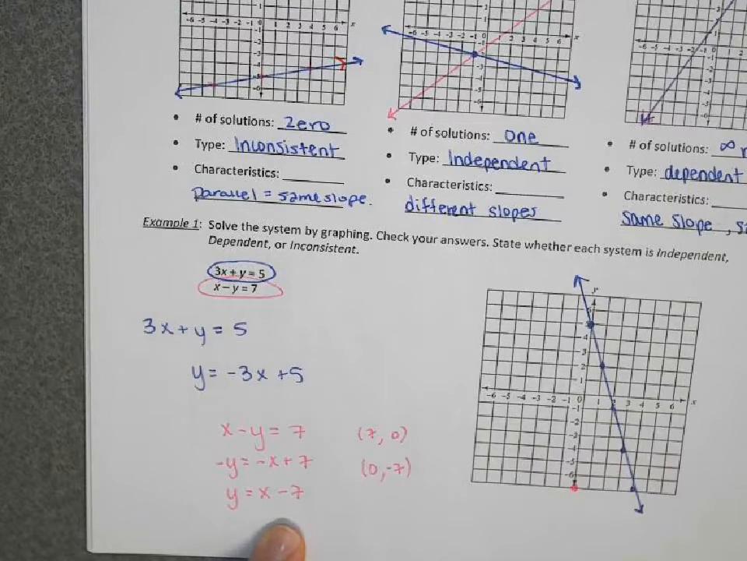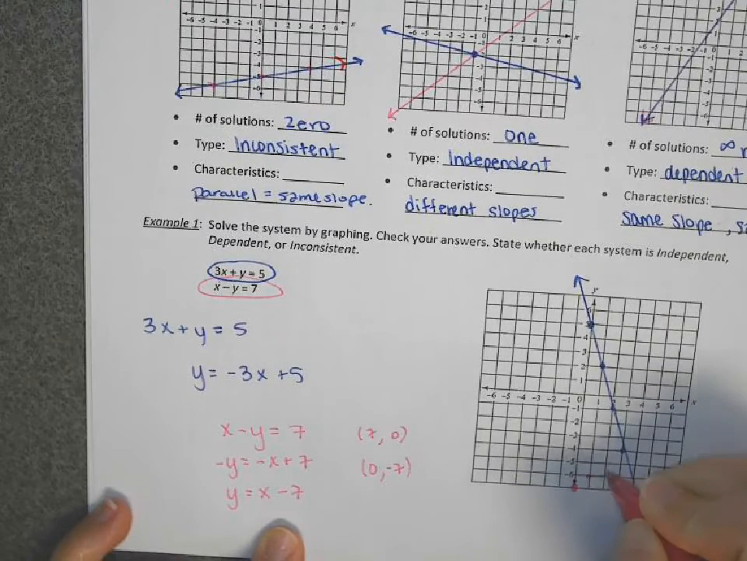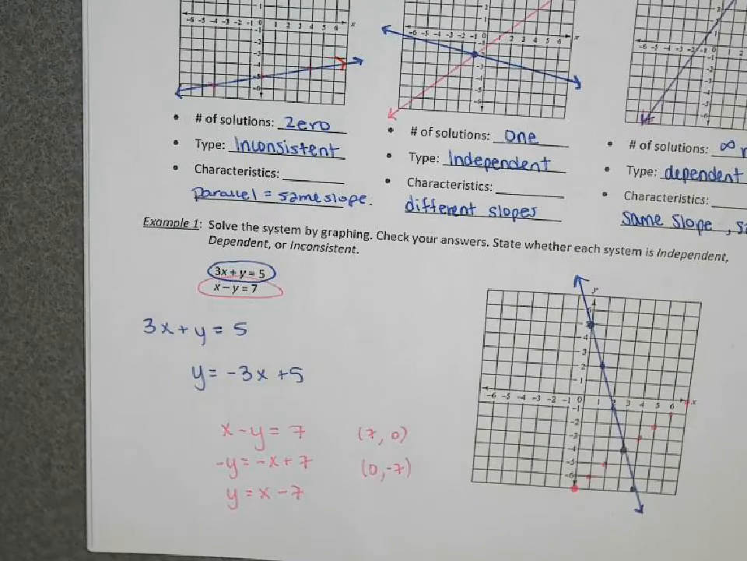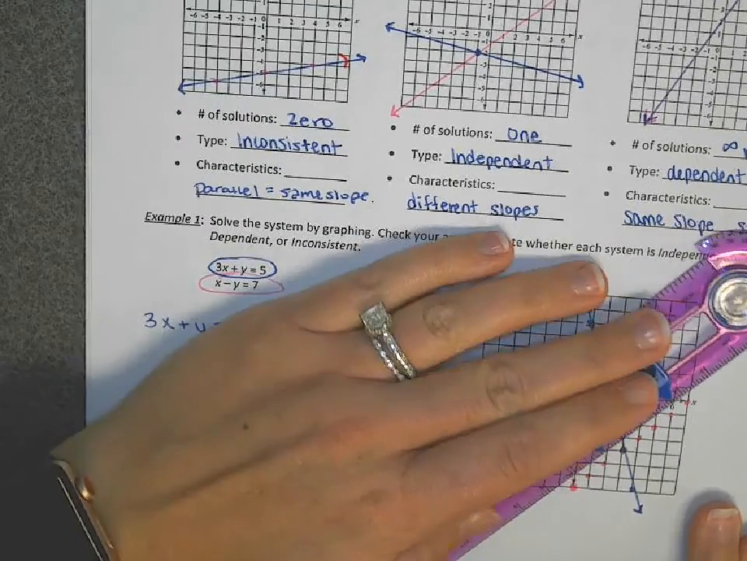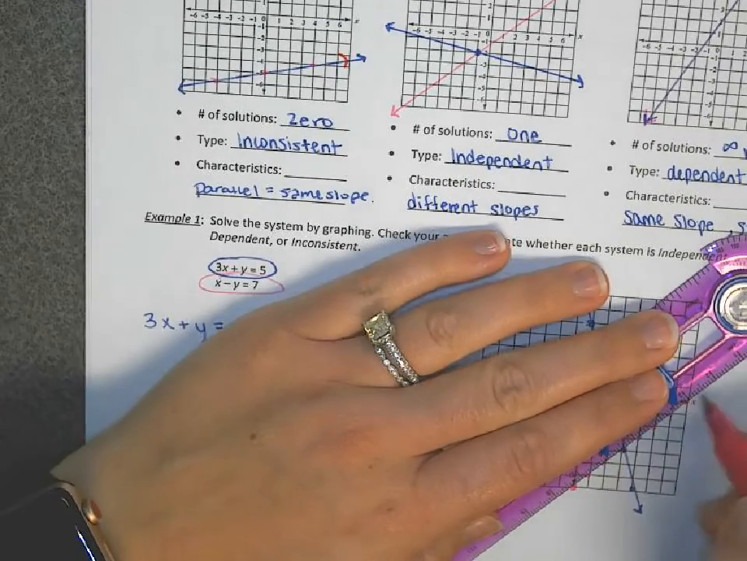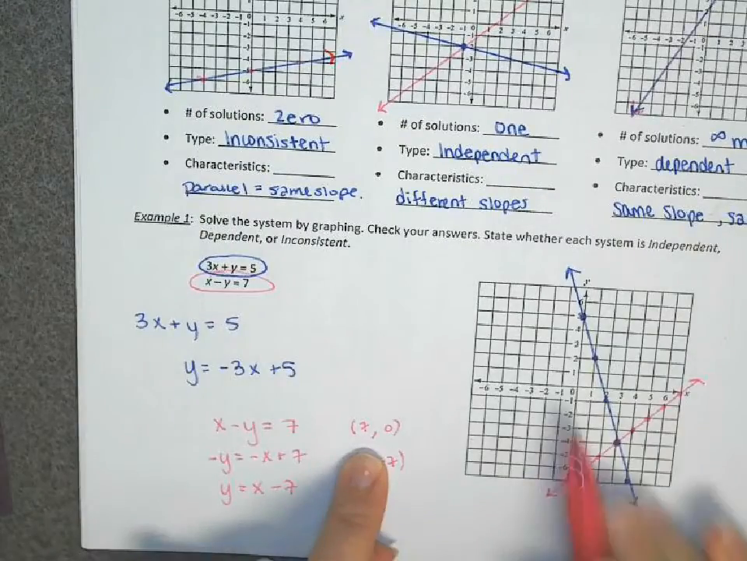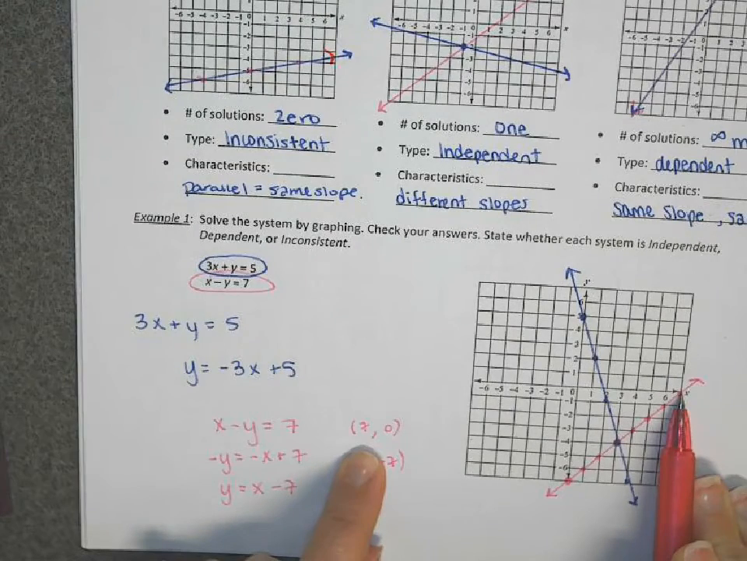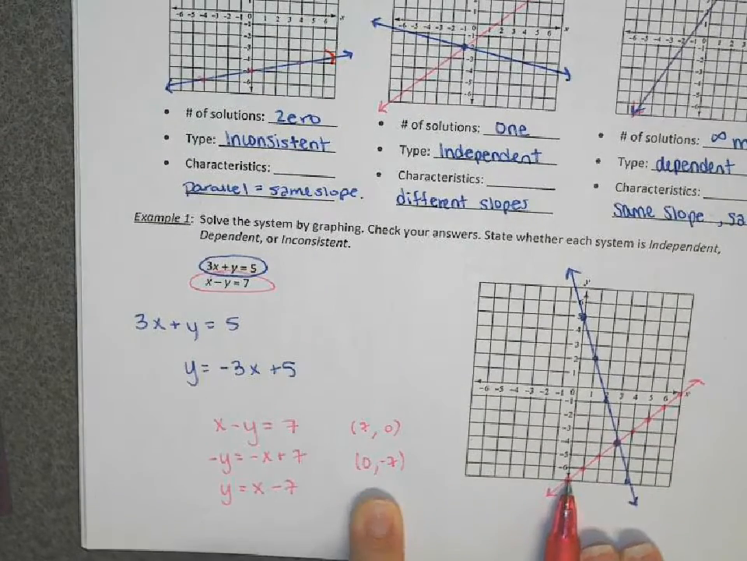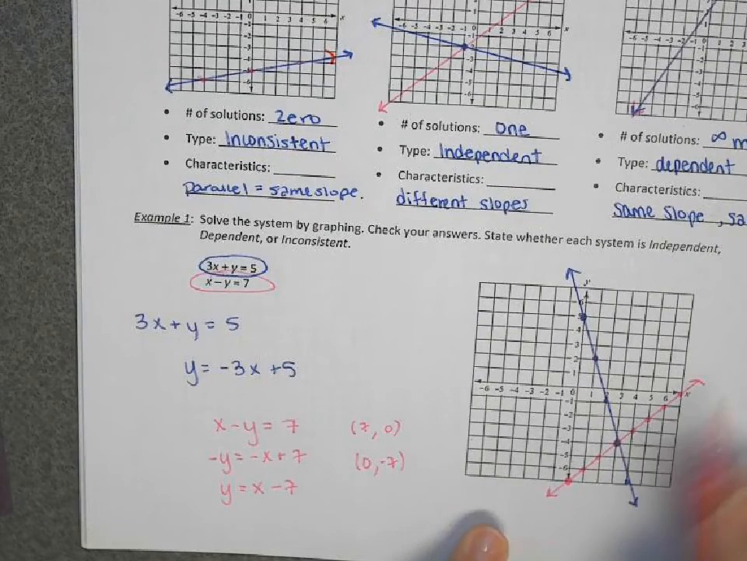I graph it, and my slope is up 1, right 1. Ooh, I can see the intersection. Connect it with my straight edge. Now this is where you could check. 7, 0, is that one of the points plotted? Yep. 0, negative 7, is that plotted? Yep, so I can see my intercepts. So you could have done it that way and connected it.